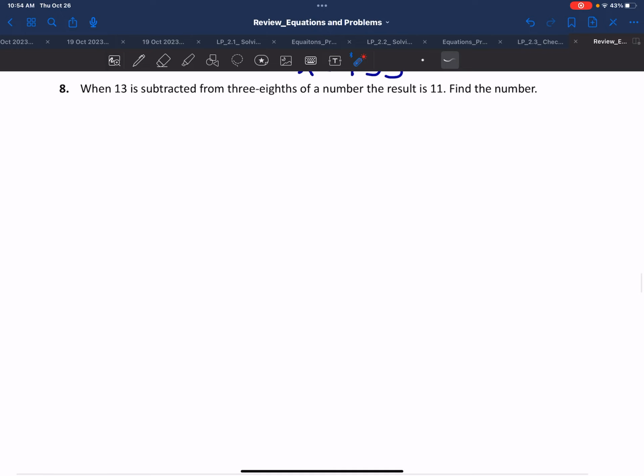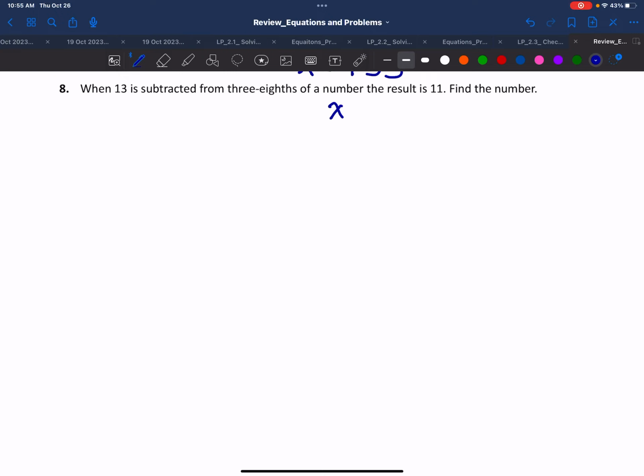Next, we have number 8. When 13 is subtracted from 3/8 of a number, the result is 11. Find the number. So read the question again and try to identify what the unknown variable is. When you assign the unknown variable to a quantity in the problem, we have to look for what we are comparing with. So what we are comparing with is a number. So we have 3/8 of an unknown number, so this will be our x.